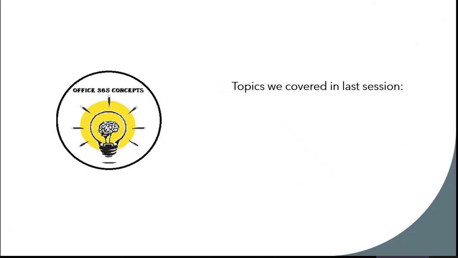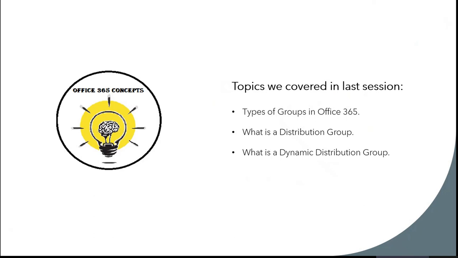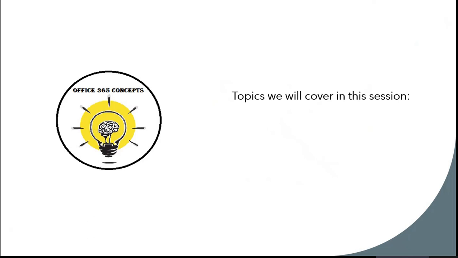In this particular video, I will be discussing security group and Office 365 groups in Exchange Online. Now, if you have watched the previous session, in the last session, we discussed the types of groups which are available in Office 365. We discussed what is a distribution group and how does it work, and what is a dynamic distribution group and how membership of distribution group and dynamic distribution group works. Now, in this particular video, I will be discussing what is a security group and how do you use a security group. And we will be discussing what is an Office 365 group and how Office 365 group works.